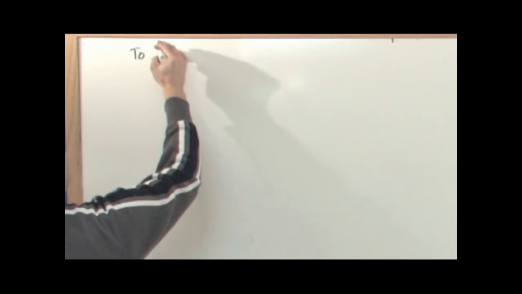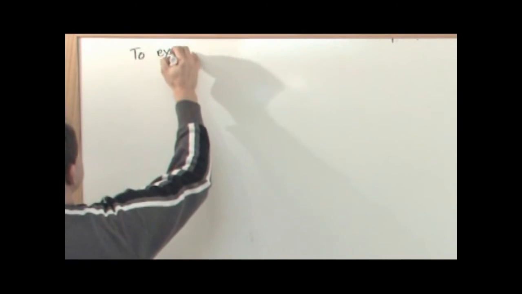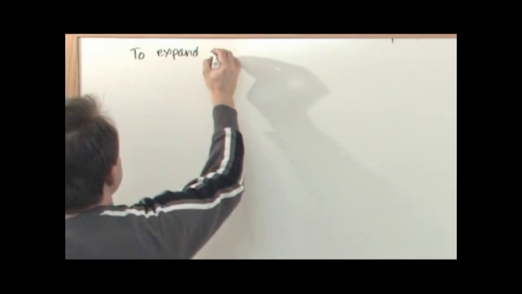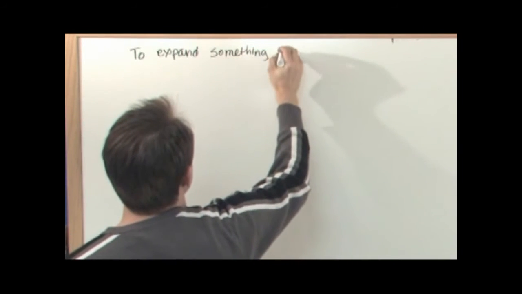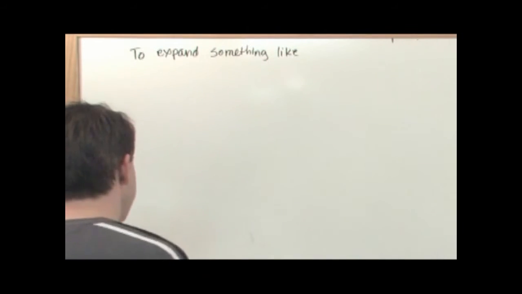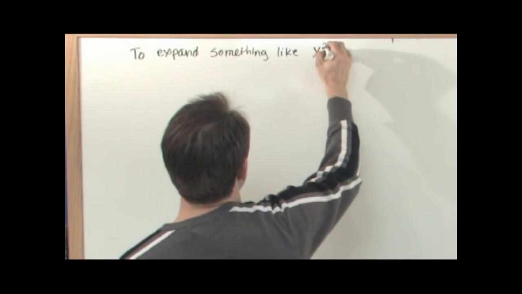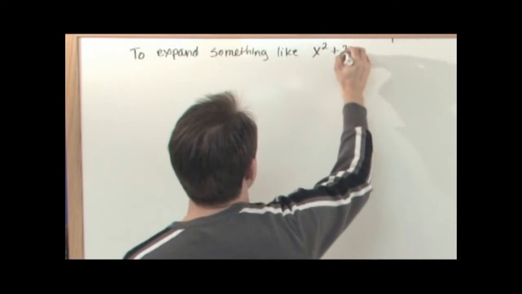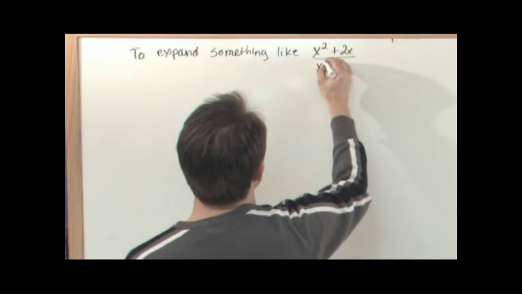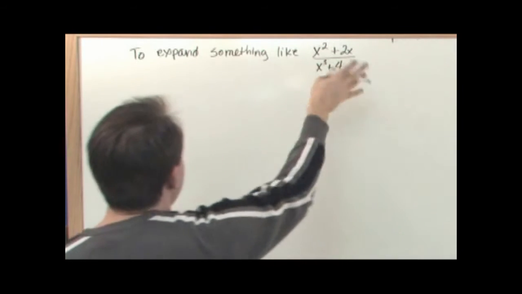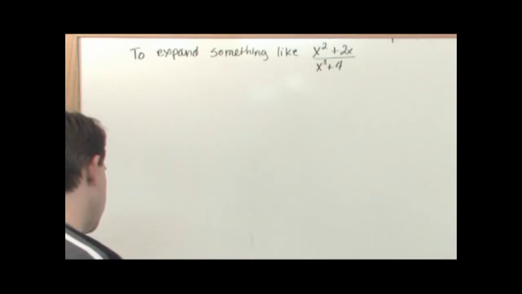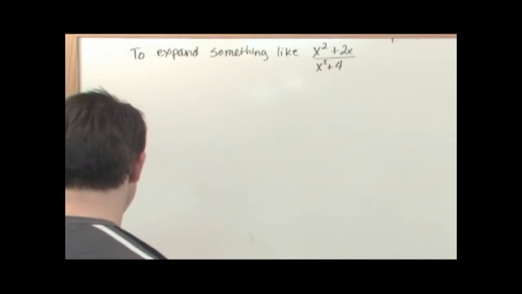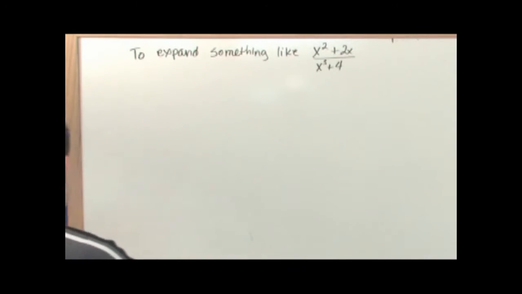Okay, so if you want to expand, I'm just going to write a note to you and to myself to expand something like this, and it can actually be anything. This is just an example: x squared plus 2x over x cubed plus 4. That's a rational expression. You can have any polynomial on the top and any polynomial on the bottom. It's just going to get nastier and nastier, okay, to actually do the math. Okay, so here we go.